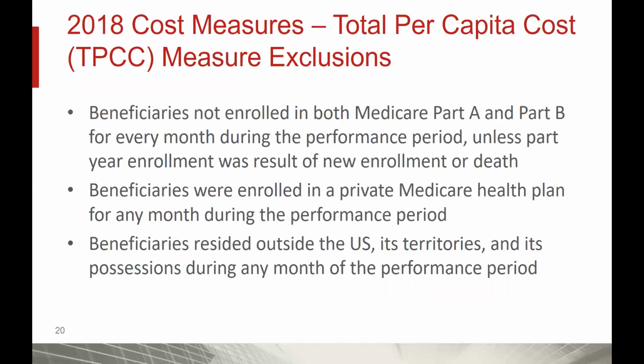So again, there are some exclusions to this performance category as well. So Medicare beneficiaries that are not enrolled in both Medicare Part A and Part B for every month during the performance period will be excluded unless part year enrollment was a result of new enrollment or death. Beneficiaries enrolled in a private Medicare health plan for any month during the performance period will be excluded as well. And any Medicare beneficiaries that have resided outside of the United States during any month of the performance period will be excluded from the TPCC measure.